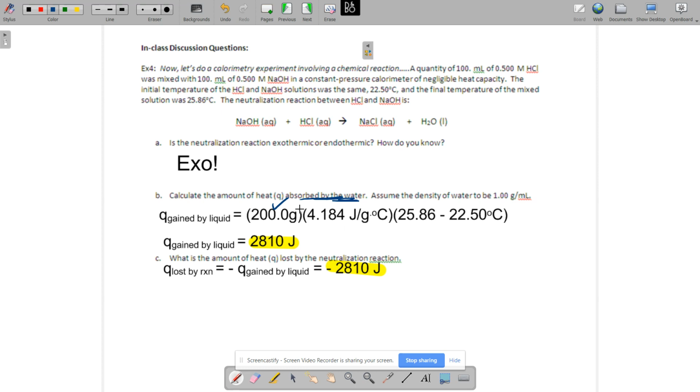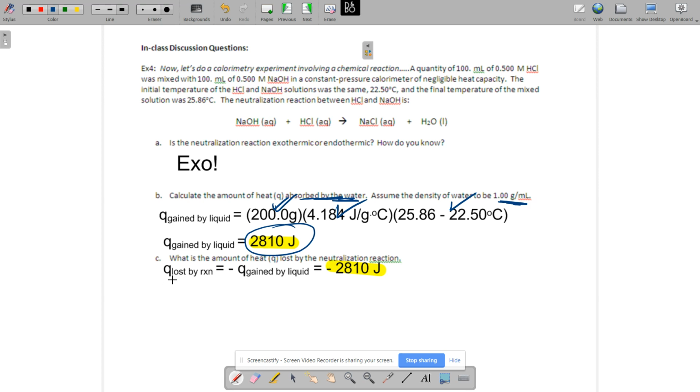Being that these are both aqueous solutions, they're going to behave just like water. The density of water is 1 gram per milliliter, so 200 milliliters of total volume is about 200 grams of total liquid. We have the specific heat; since it's an aqueous solution, it's the same as water. And then here's our temperature change. So the heat gained by the surrounding liquid in the cup was 2810 joules.